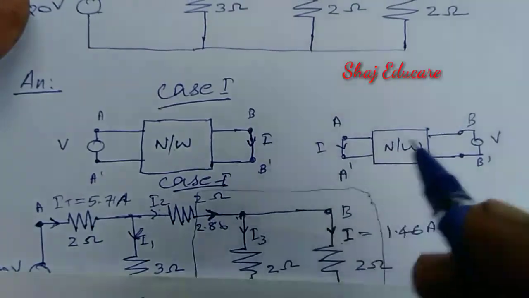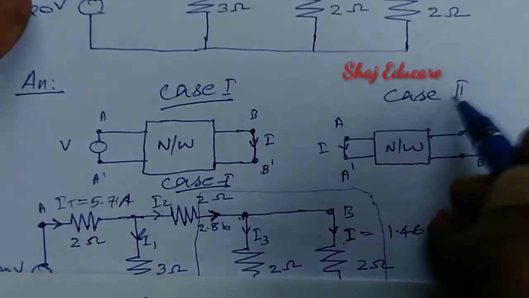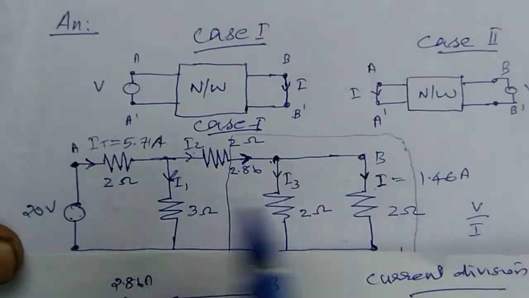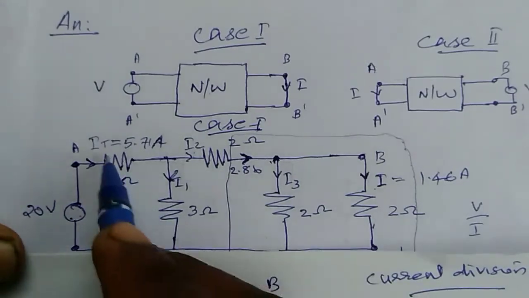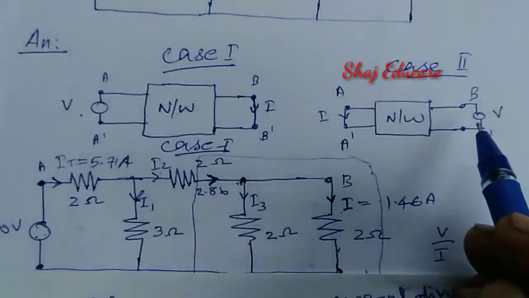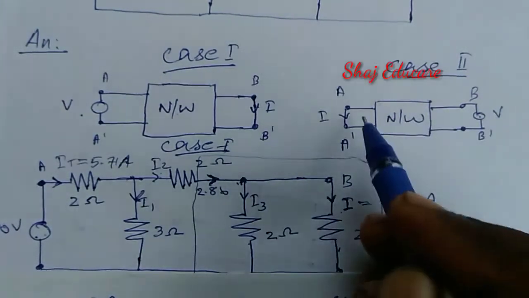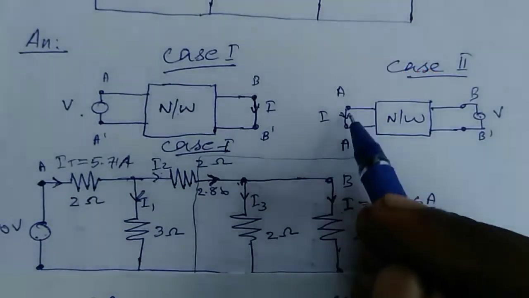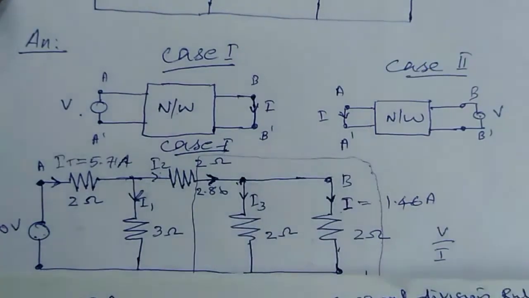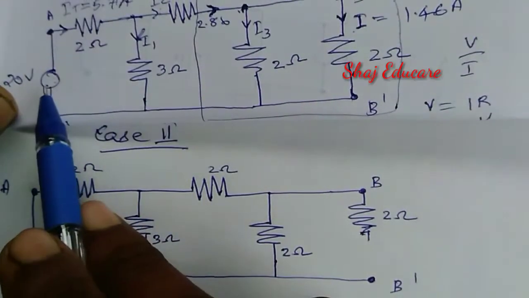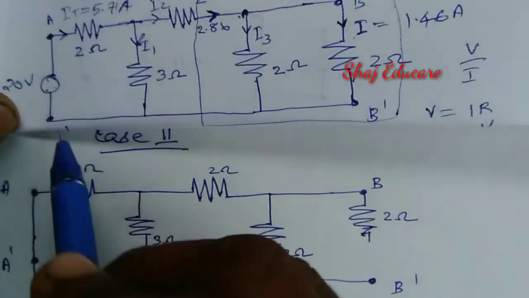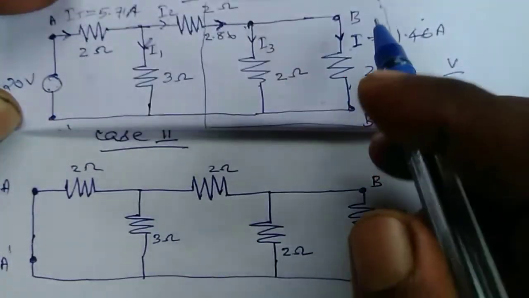Now let us pass through case 2, in which we have to disconnect this 20 volt voltage source and put it here and observe the current. Same concept: just disconnect the voltage source, then connect it at the output terminal, then observe the current at the input terminal AA dash. I'm going to redraw the circuit again. In case 2, I'm going to disconnect the 20 volt voltage source that was connected across AA dash. Now I'm going to put it in the terminal BB dash.